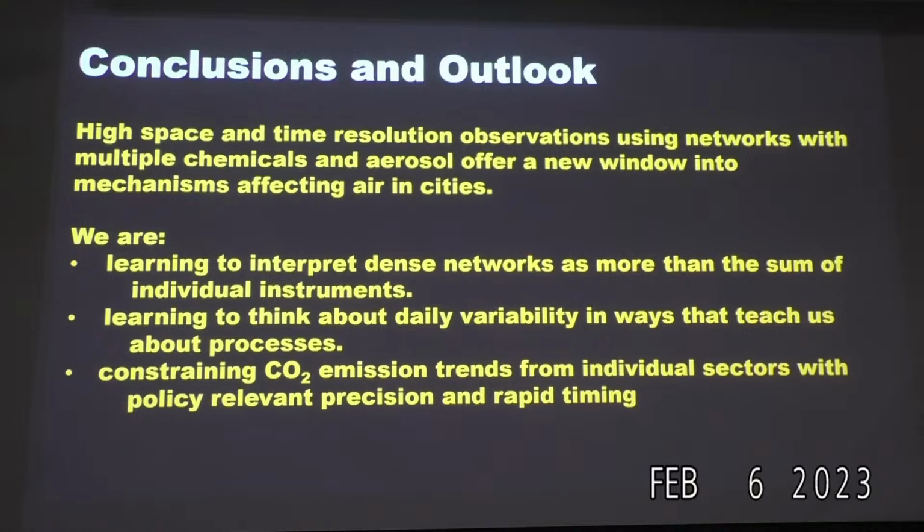We're starting to learn to make some interpretation of them in ways that are more than the sum of individual instruments, to think about daily variability in ways that teach us about processes in the domain, not just the totals, and our ability to constrain the emission trends from the individual sectors with relevant precision to policy and also rapid timing. So I didn't point out to you, but I should have: the GRL paper we wrote about the shelter-in-place CO2 emissions was published in GRL in November from observations that took place in April. So you can imagine that if we weren't trying to publish, if we were just trying to give an answer to policymakers, we could do that within a month or 3 months after making the observations.